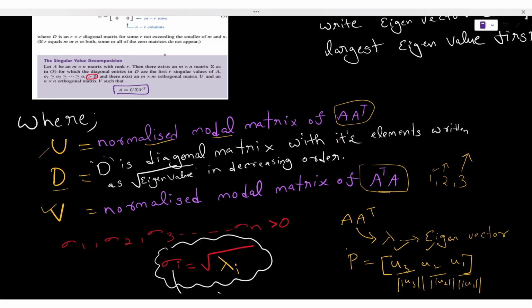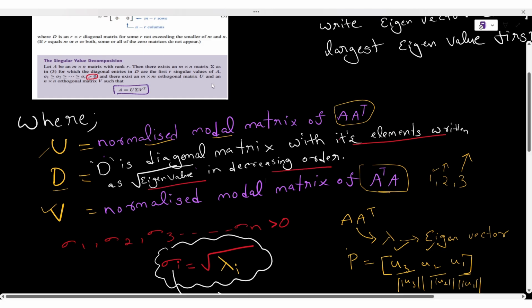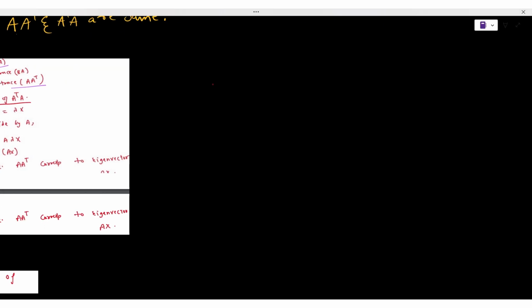a diagonal matrix. What is D? D is a diagonal matrix with its elements written as root of eigenvalue in decreasing order. What does it mean? For example, eigenvalues of A into A transpose are 1, 2, 3. So eigenvalues of A transpose into A are also 1, 2, 3, because from this property non-zero eigenvalues will be same.